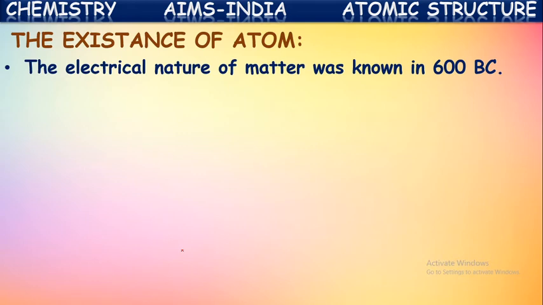The electrical nature of matter was known in 600 BC. So here we are going to see the serial developments: how they have done the experiments, what they found first, so in which way the structure of atom is being designed or supposed. So first of them, at the earlier stage, around 600 BC itself, the electrical nature of matter was found. They came to know that yes, matter is existing with some electrical nature in 600 BC.